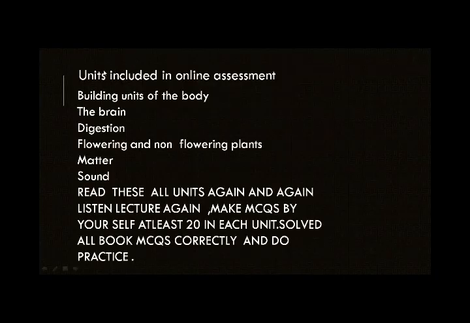Now, this is very important for you. These units are included in the online assessment. Today's lecture, today's unit, is not included in your online assessment. These units: first is building unit of the body, the second is the brain, the third is digestion, fourth is flowering and non-flowering plants, matter, and the last is sound. Air is not included in the online assessment.